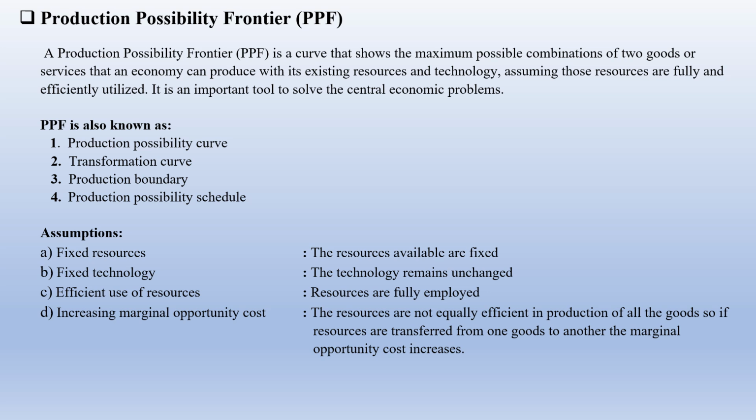Today we are discussing the production possibility frontier. It is an important topic in economics. A production possibility frontier is a curve that shows the maximum possible combinations of two goods or services that an economy can produce with its existing resources and technology, assuming those resources are fully and efficiently utilized. It is an important tool to solve the central economic problems.